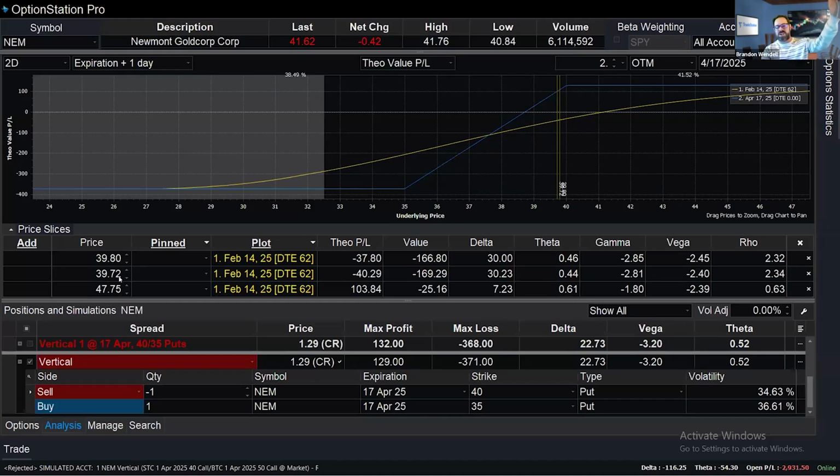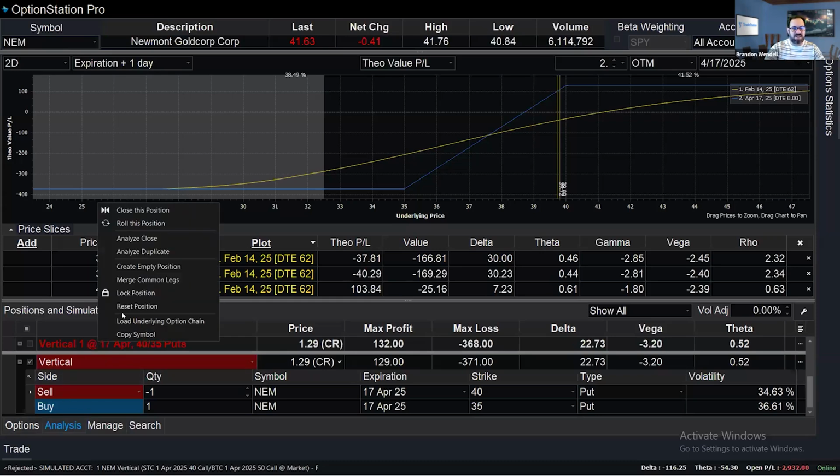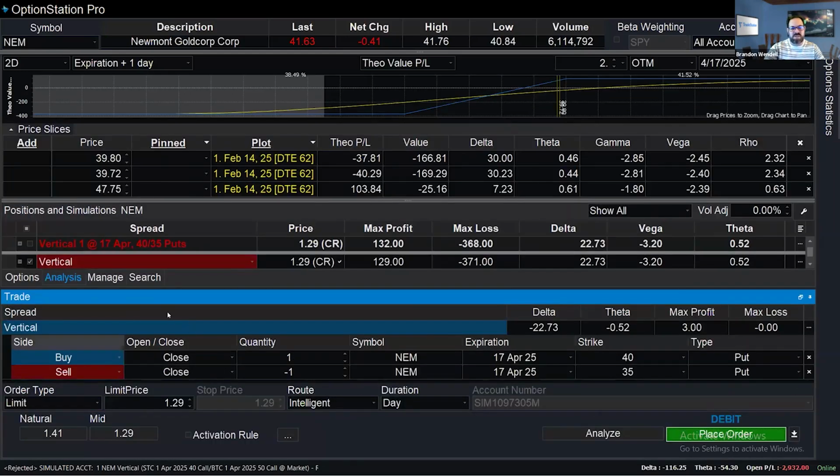Now, do I think prices are going to get all the way up to that 47.75? Probably not. In this case, when I'm doing a bull put spread, I'm selling options. I just want this to expire worthless. So I may only put the activation rule for a stop loss if it goes down, in this case to 39.72. So I do the same thing, right click, close this position. Again, I have the open position. I put in the close, market order. Oops. Good till cancel.